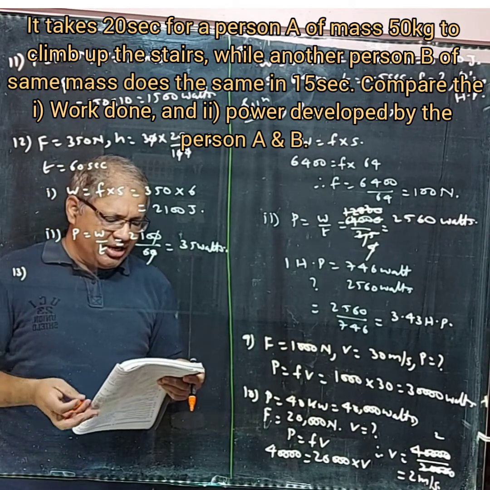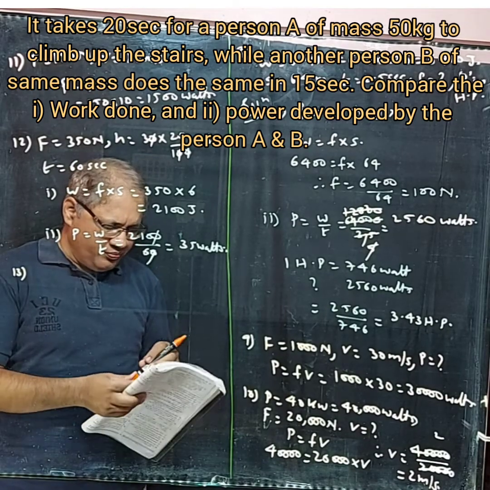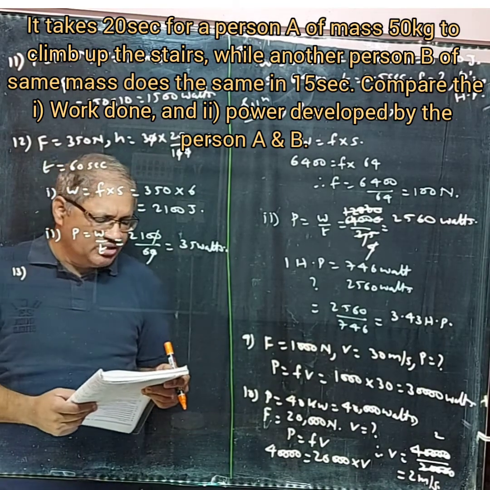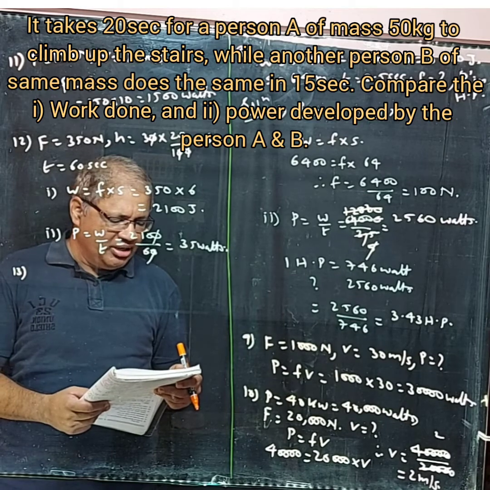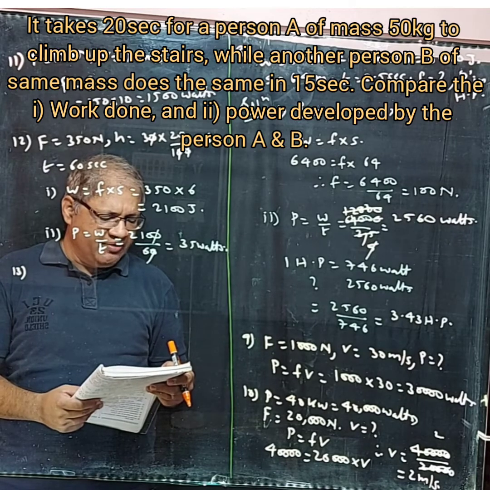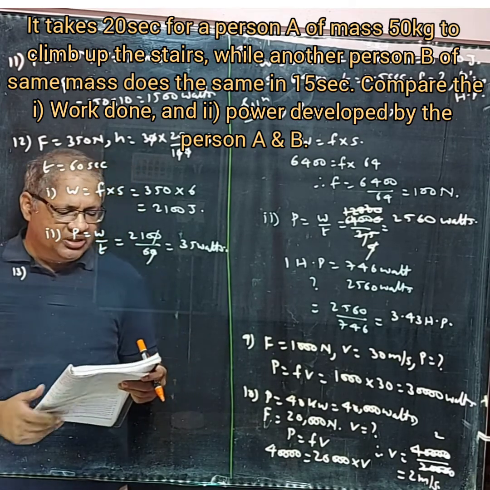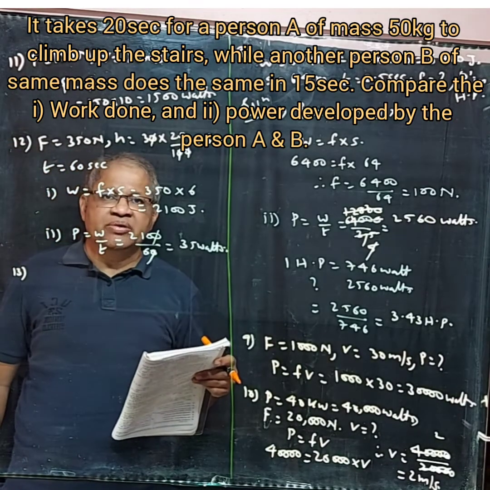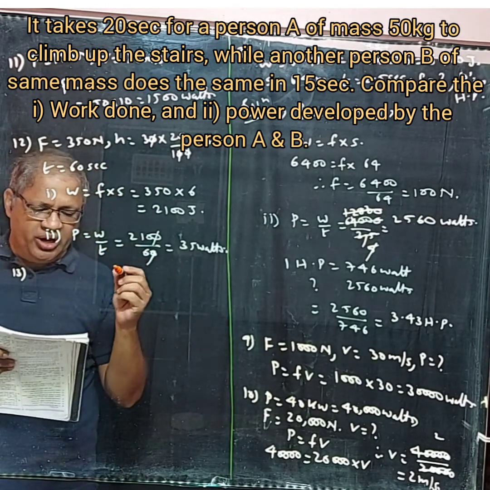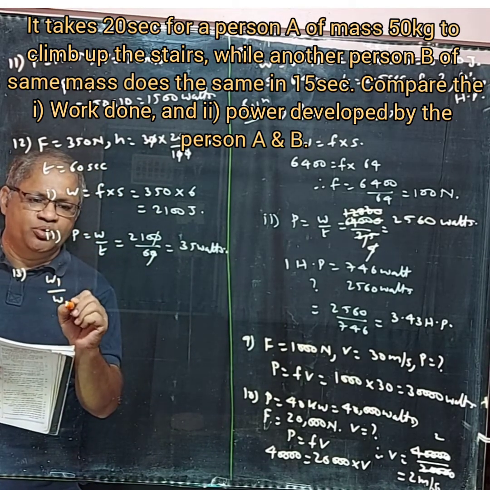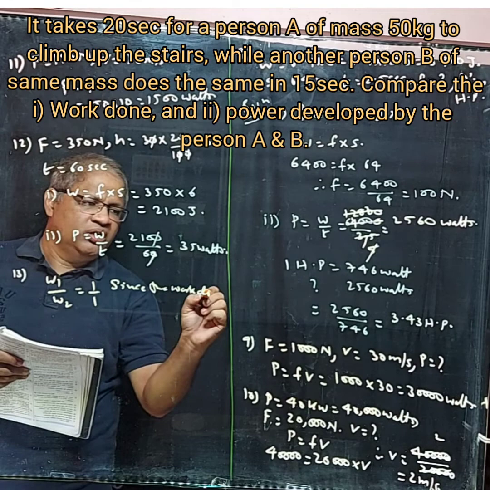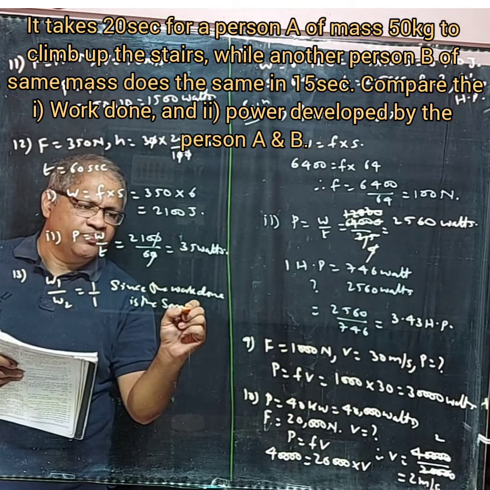It takes 20 seconds for a person A of mass 50 kg to climb up the stairs, while another person B of same mass does the same in 15 seconds. Compare the work done, power developed by person A and B. Now both the persons are taking different time for the same work. So work is the same in both the cases. So the ratio of work done will be 1:1. So W1 upon W2 is equal to 1 upon 1, since the work done is the same.